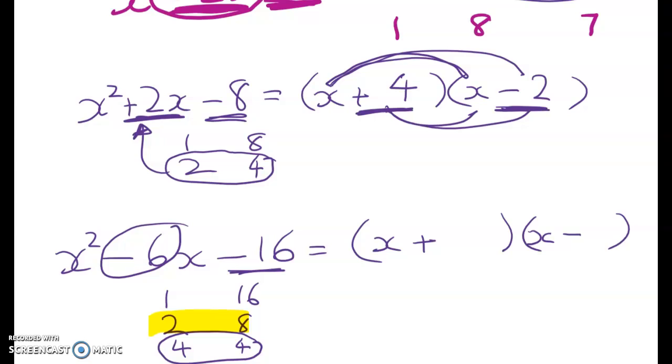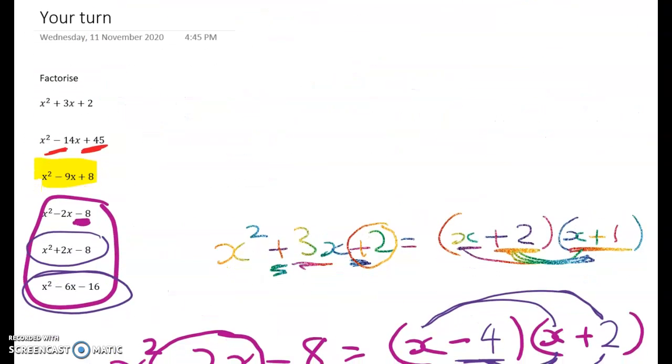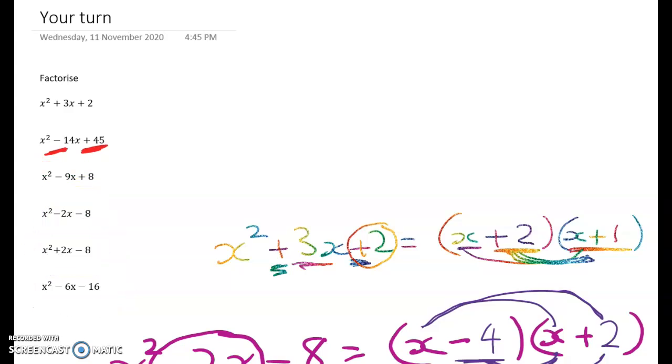If I put the negative sign next to the 8, we'll end up with minus 8x and positive 2x. So it's going to be x plus 2 and x minus 8. And when we expand that back, we'll see that that works. So that's the first batch done. That's factorizing. Okay, so factorizing simple quadratics where we've got an x squared. Nothing harder than that just yet.